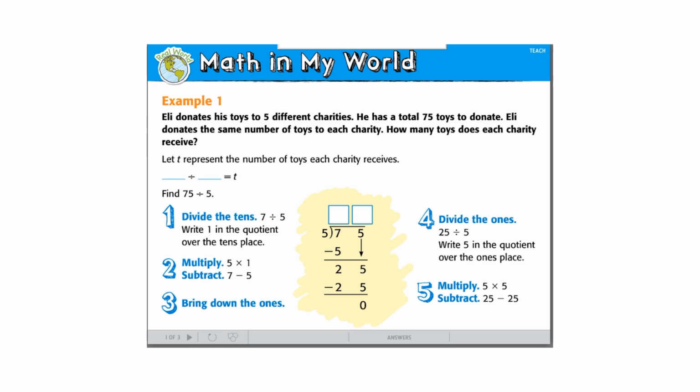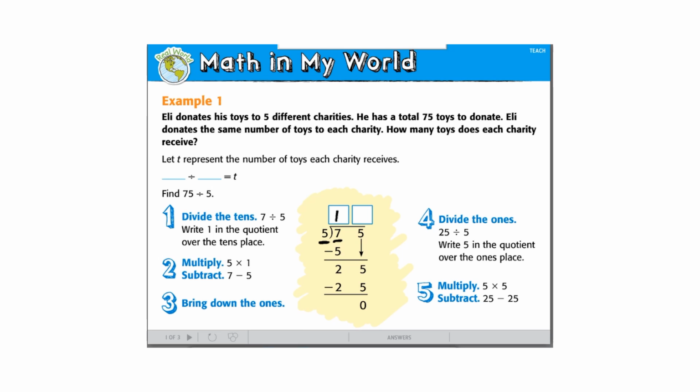So first we're going to divide the tens. We're going to do 5 into 7 first. How many times will 5 fit into 7? Once. 1 times 5 is 5. They've already done that for you. Then we subtract. That's step number 3. And they've already done that for you, and you get a 2.